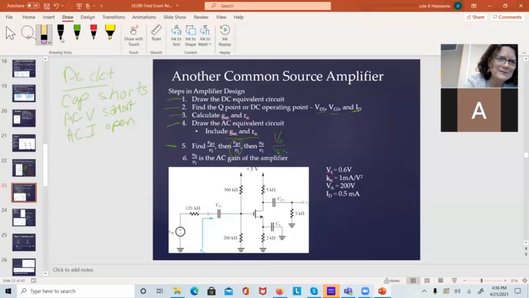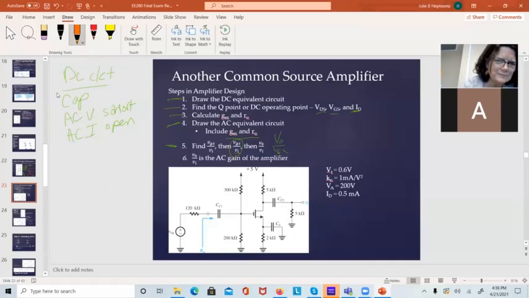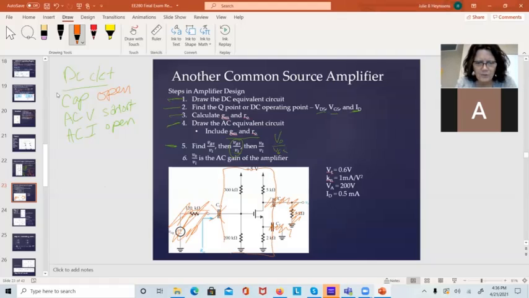The caps are open. I was thinking AC when I wrote this. The caps are open. So that's the DC circuit. Because this cap is open, we can take this whole portion out. I was already drawing the AC circuit. I was trying to get ahead. This cap is open, so none of this exists. All we're left with for the DC circuit is this portion right here.